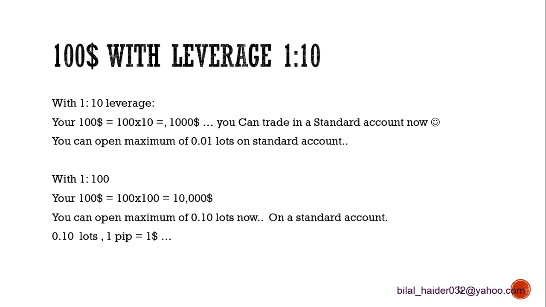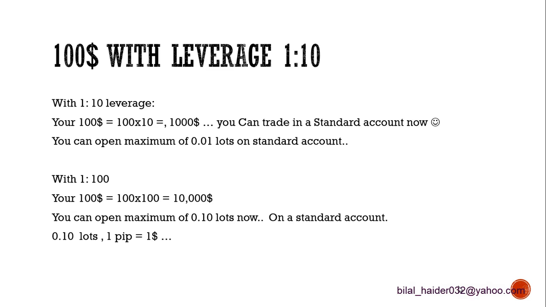Now what if you increase your leverage? What if you are opening an account with a broker, and you are selecting the leverage to be 1:100? That 1:100 leverage will increase your investment by multiplying it with 100, and that equals 10,000. So now you can actually buy and sell 10,000 units of the currency which you are trading. And now you can open a maximum of 0.10 lots on a standard account. If you're choosing this much leverage, that is 1:100, and you are on a mini account, you can open 1 lot on a mini account now.